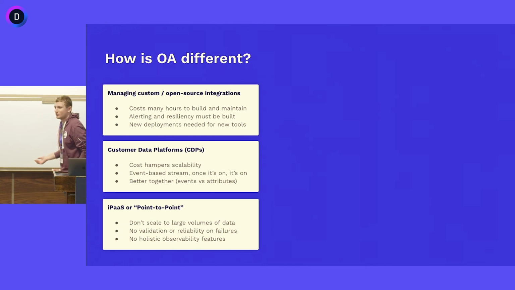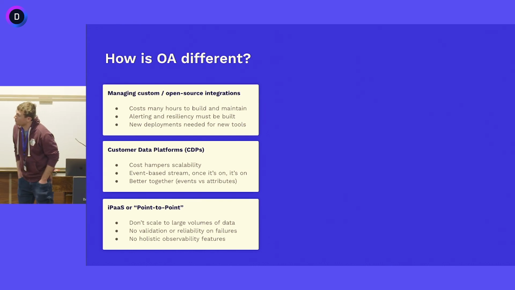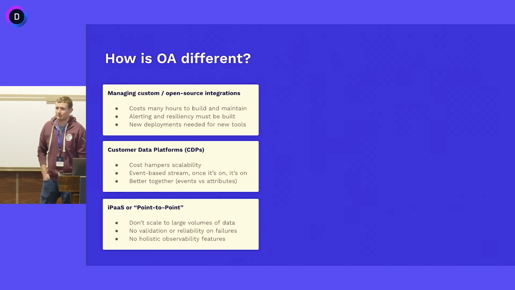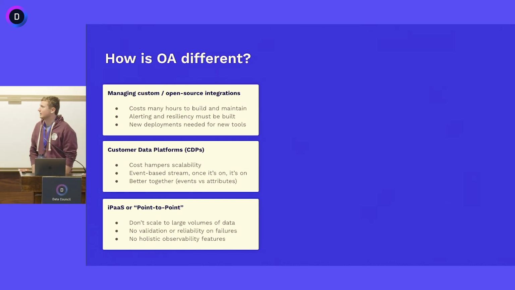There's a lot of maintenance cost to open source or home-built systems. You need to build it, you need to maintain it. When something breaks, you have to hop in and solve why. You also need to build out alerting or resiliency. For many of the systems that I built, I did not build out proper alerting or resiliency, so when something failed I spent a lot of time playing data detective. And you need to build a new integration for every new tool that you want to add.